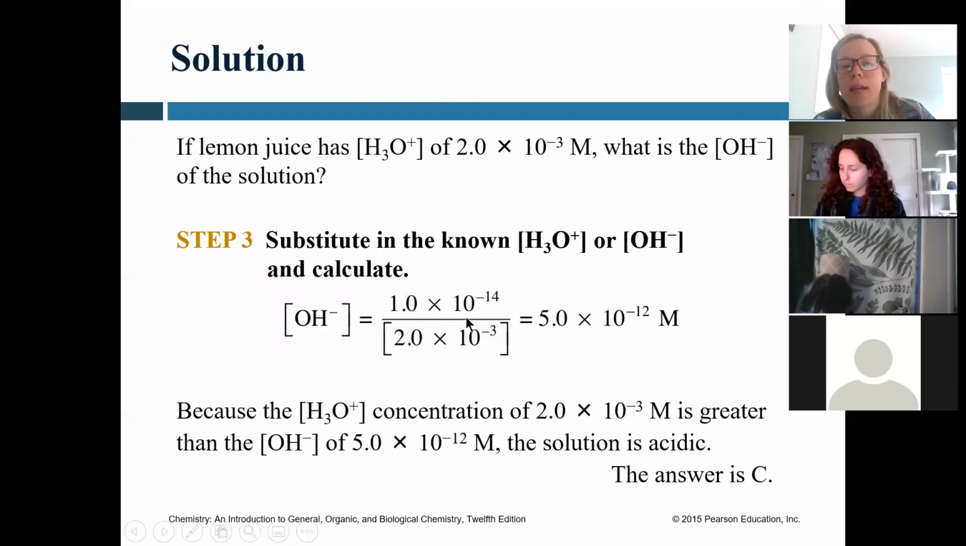So we take our KW constant, we divide it by that 2.0 times 10 to the negative 3, and we should end up with 5.0 times 10 to the negative 12.